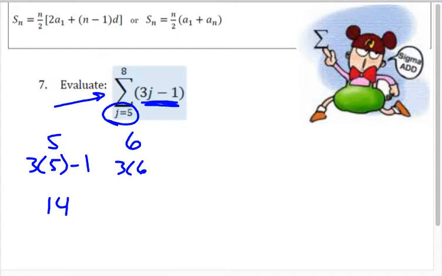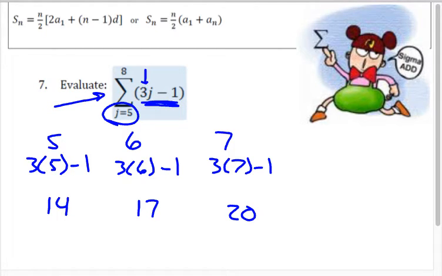Then I plug in 6. 3 times 6 minus 1. That's 18 minus 1, or 17. 7. 3 times 7 minus 1. That's 21 minus 1, which is 20. You can see my common difference is 3. That's because you're multiplying by 3 every time. It doesn't matter what you add or subtract. You're multiplying by 3, so your common difference should be 3.